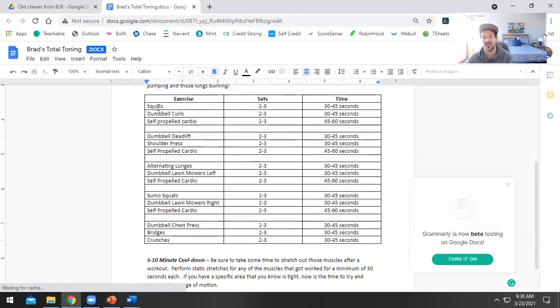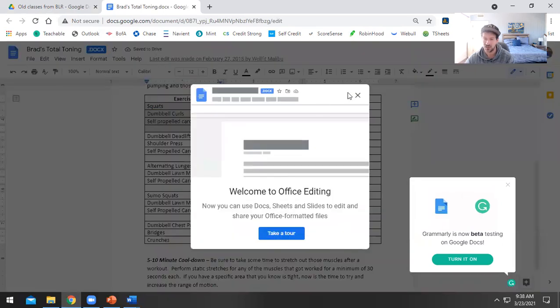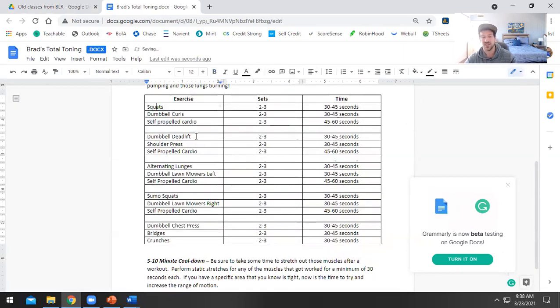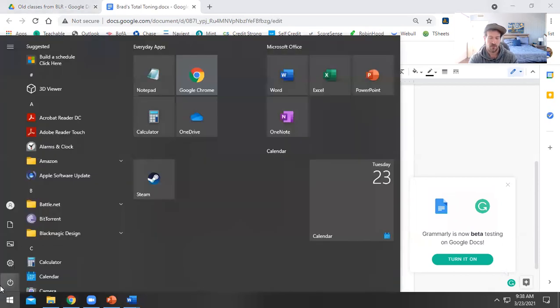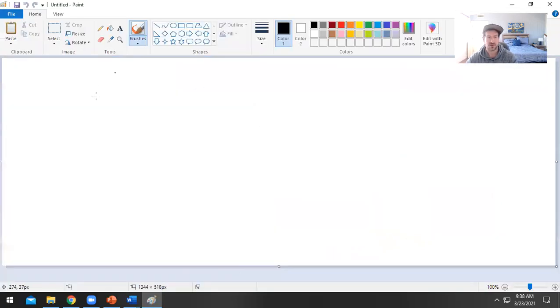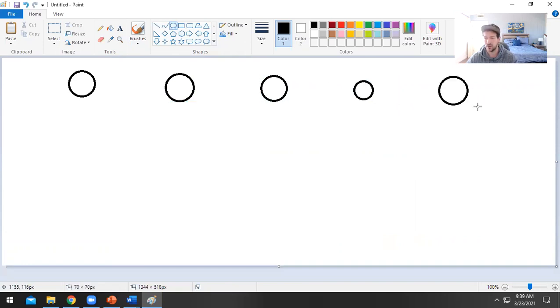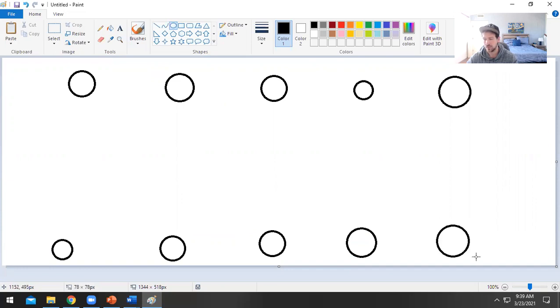So I would set up these little mini circuits, right? So it'd be like, you're going to do some squats, then you're going to do some dumbbell curls, and then we're going to do some self-propelled cardio. So in a group exercise room, what I would do is set up spin bikes. I'd put a spin bike here, here, and here. I just drag them out into the middle of the room and arrange them like this. And I would pair people up with people who are of somewhat similar height, right? And then I would put a mat next to each of these.